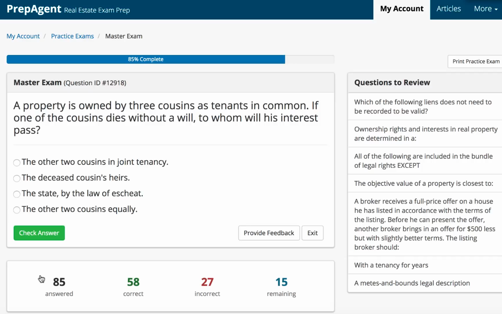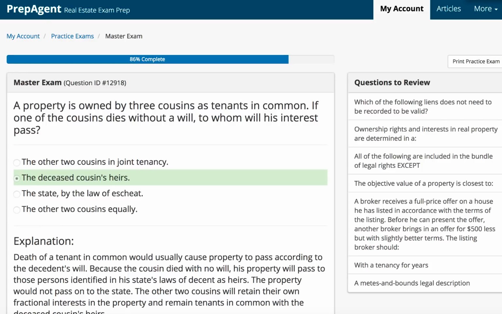A property is owned by 3 cousins as tenants in common. If one of the cousins dies without a will, to whom will his interest pass? It will pass to the deceased cousin's heirs. No, because without a will. Do you understand why? Because if this was a joint tenancy, the answer would be different. But remember, tenants in common do not have any right of survivorship, so it goes to the heirs. Okay.